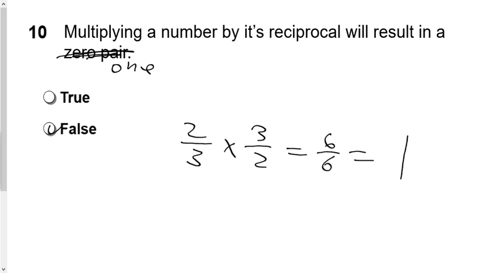The zero pair idea is when you add two numbers together. If you add a number and its reciprocal, you won't make a zero pair either. You make this bizarre number. So the answer is false. It will always result in the number 1.